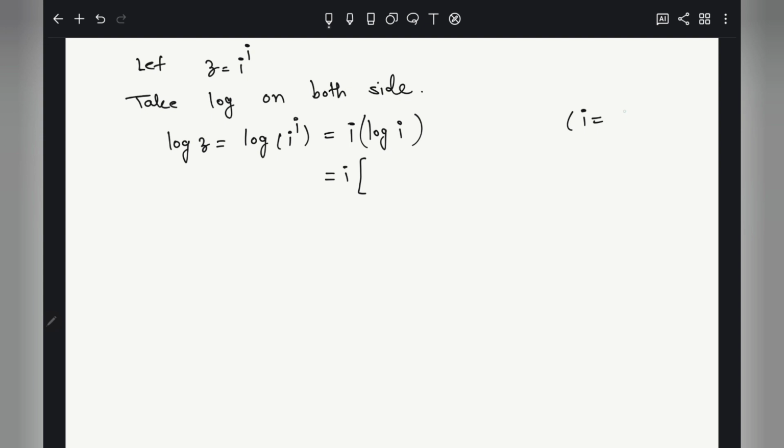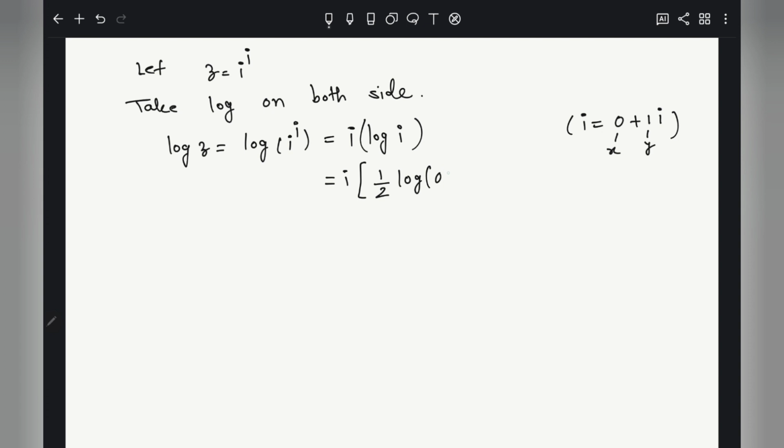So in case of i, if we write it as x plus iy, it is 0 plus 1 i. So this is x and this is y, right? So log of i will be half log of x square plus y square, that is 0 square plus 1 square, plus i tan inverse of y by x. So it is tan inverse 1 by 0, right? So this is i half log 1. What is log 1? Log 1 is 0, but I will put it in the next line.